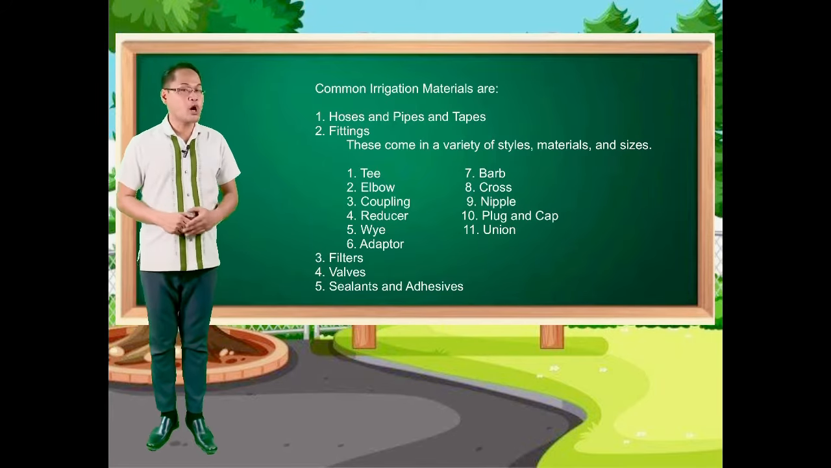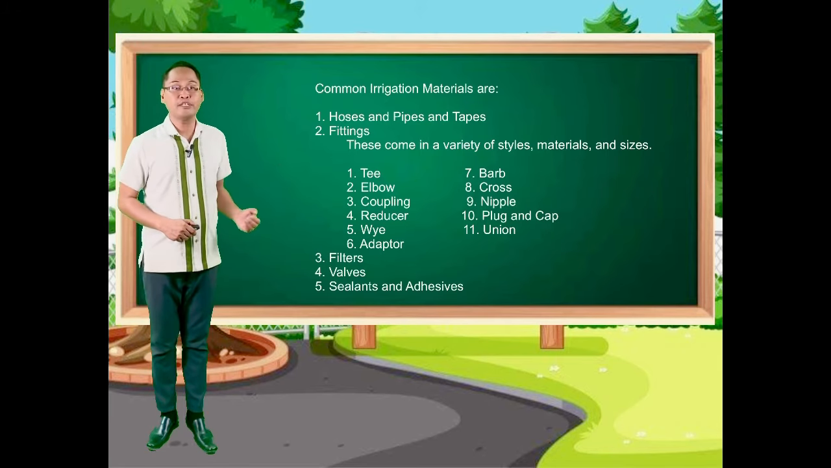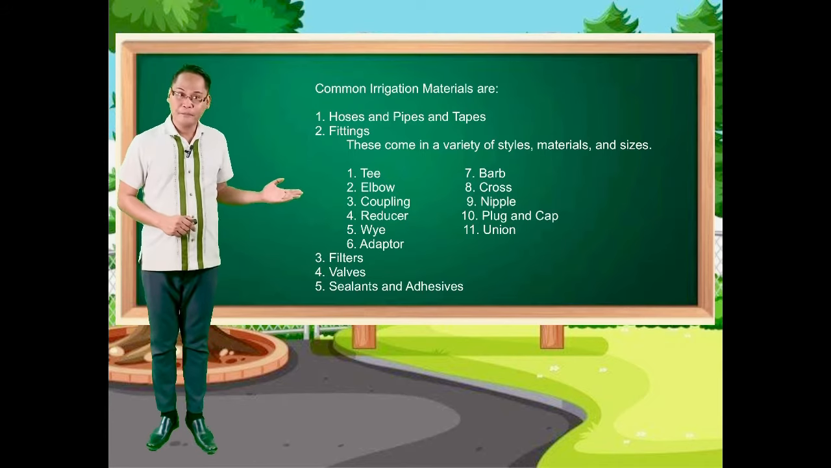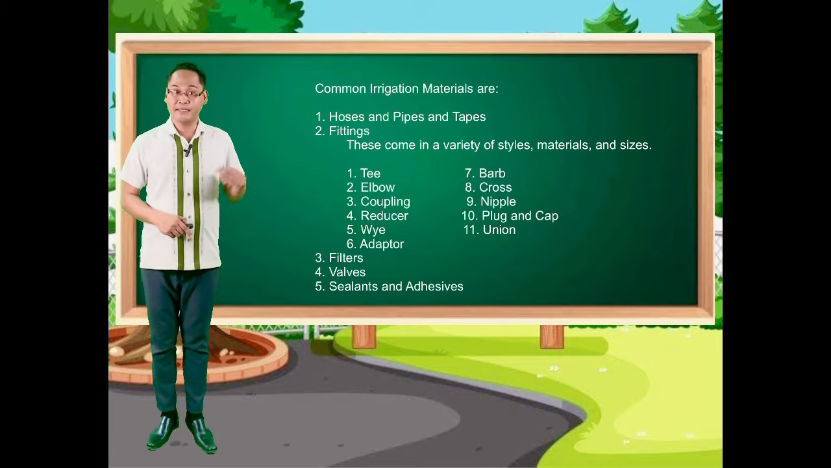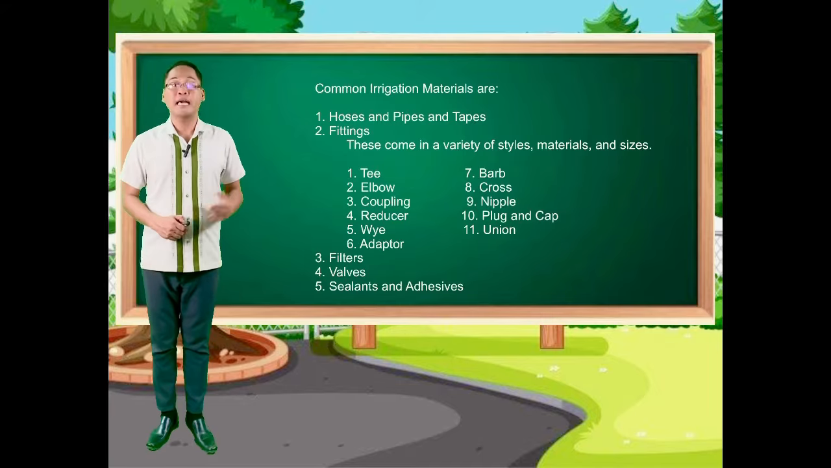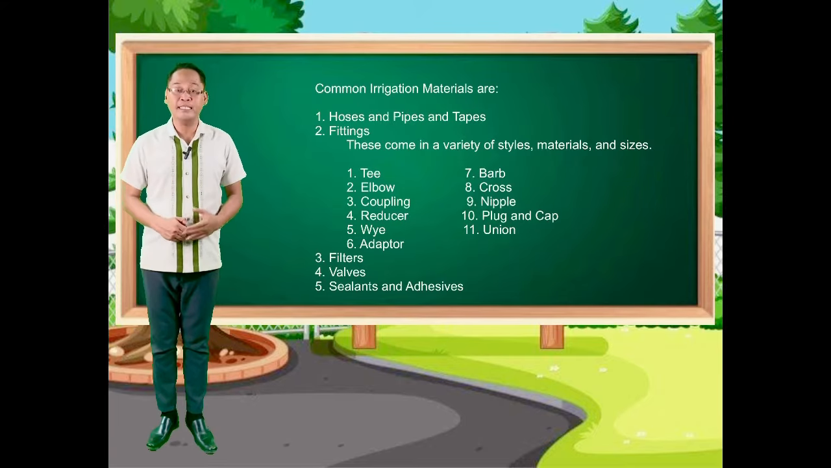The examples of common fittings are: number 1 is T, number 2 is elbow, number 3 is coupling, number 4 is reducer, number 5 is Y, number 6 is adapter, number 7 is barb, number 8 is cross, number 9 is nipple, number 10 is plug and cup, and number 11 and the last is union.